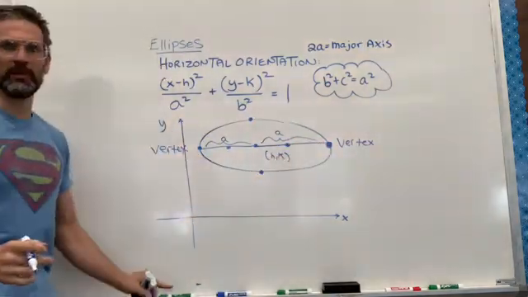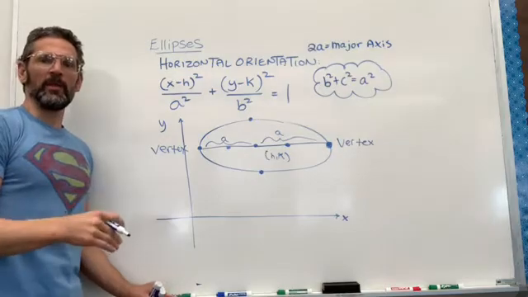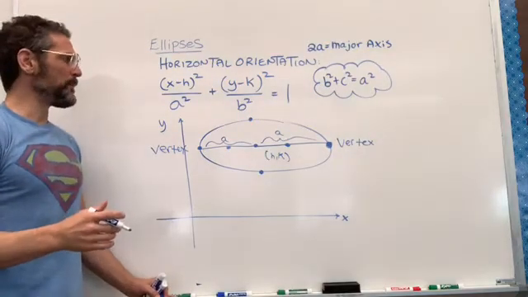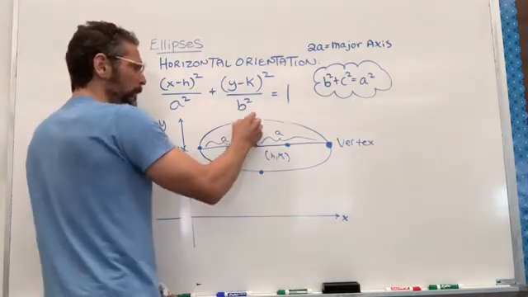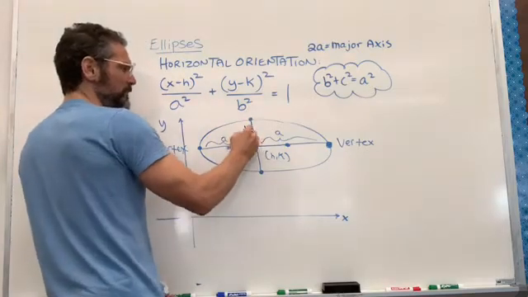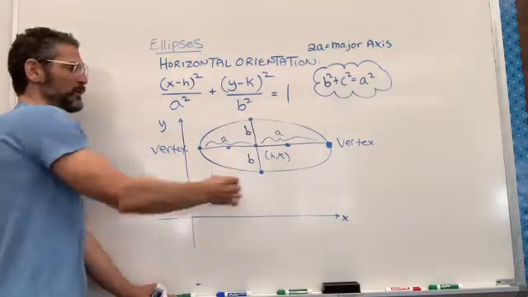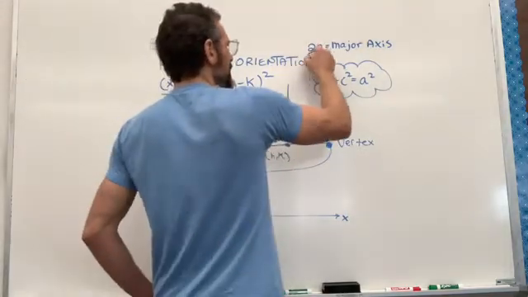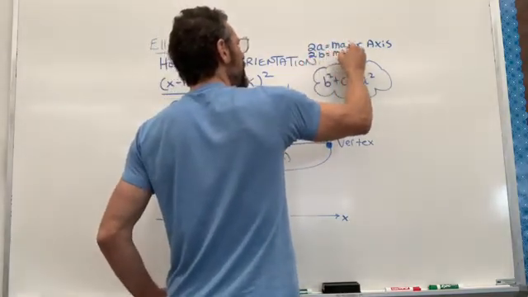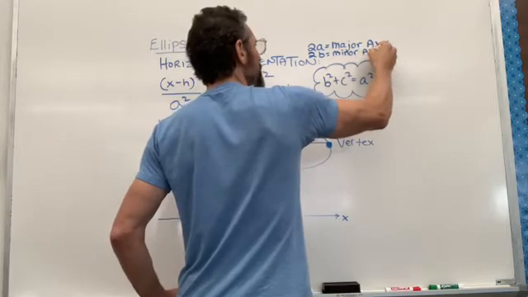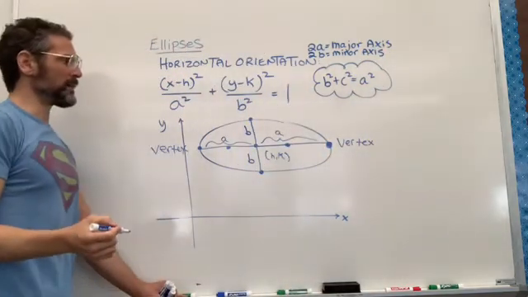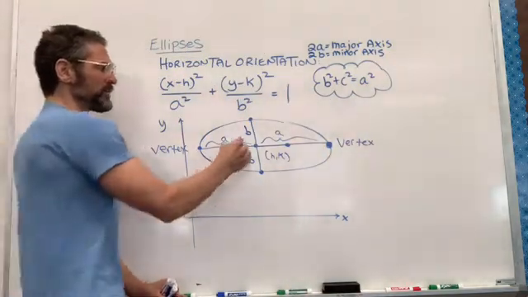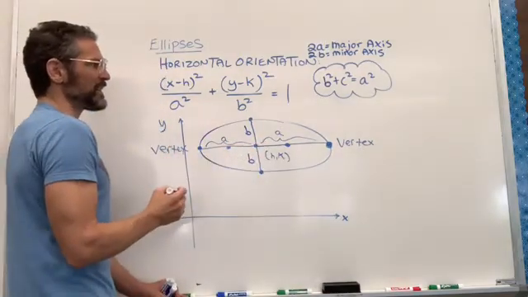When we talk about horizontal orientation, we're talking about the orientation of the major axis. Well, perpendicular to A is B. And so now 2B, the distance across the ellipse this way, is what we'll call the minor axis. So we have major axis and minor axis. The distance from center to the focus is C.